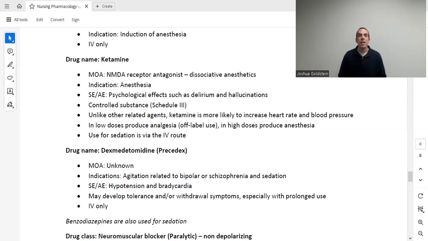Another drug that we have is called Precedex, and this one has an unknown mechanism of action. This is a go-to alternative sedating medication in the United States. Alternative being alternative to propofol. If a patient won't tolerate propofol and we want to put them on something, we have quite a few options. We have benzos, and this is another option that we have.